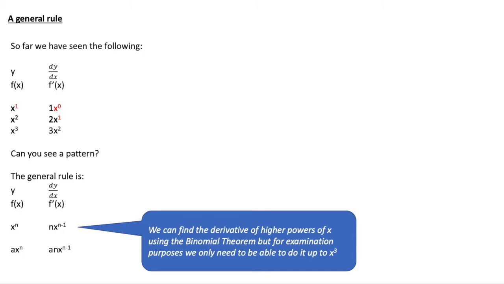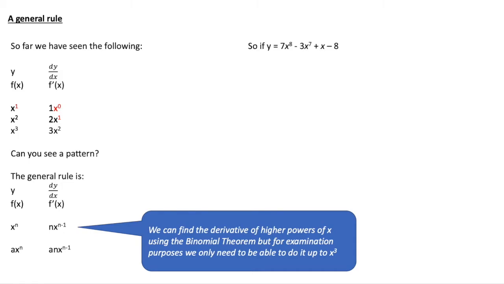To find the derivative of higher powers of x, we can use the binomial theorem if we needed to do it from first principles. For examination purposes, we only need to be able to do it up to x cubed, but we do need to know that rule. So I've shown you a pattern. The pattern suggests that rule, but you're having to accept that that rule is true. But if you want to prove it, you can use the binomial theorem for that.